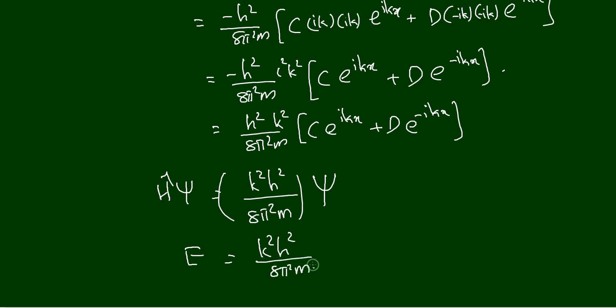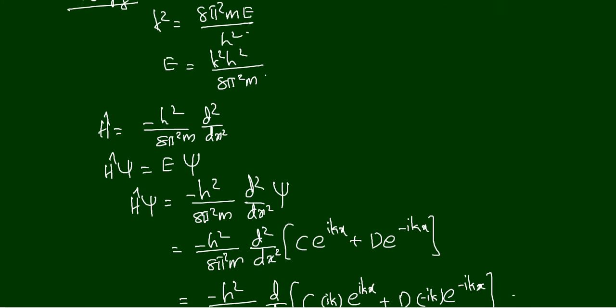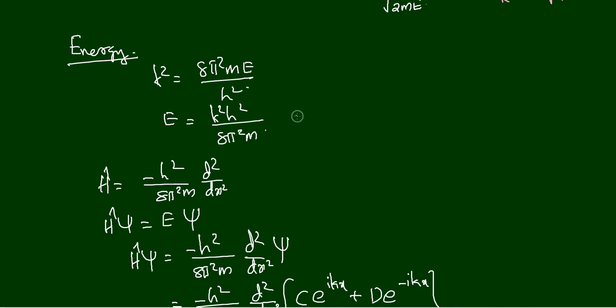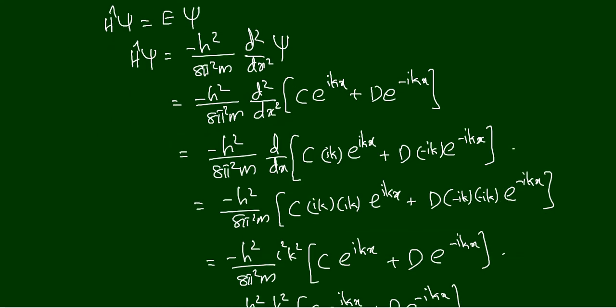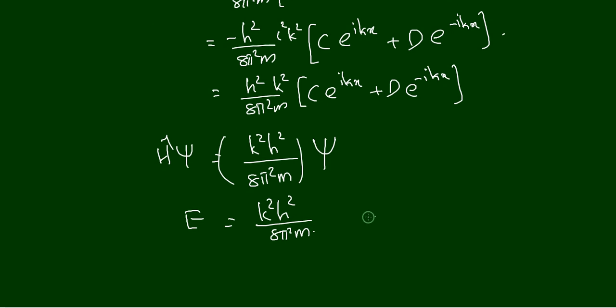Okay. So we have obtained the same result here also. We had obtained this result here: E is equal to k square h square divided by 8 pi square m. And we can use the Schrodinger wave equation also in order to get the same equation. We just did this out of curiosity. Okay, we will get the same result: E is equal to k square h square divided by 8 pi square m.